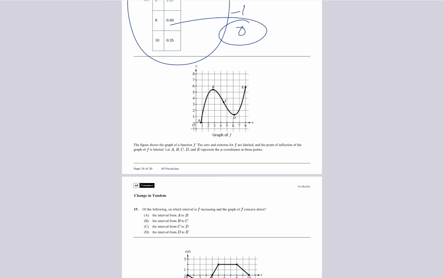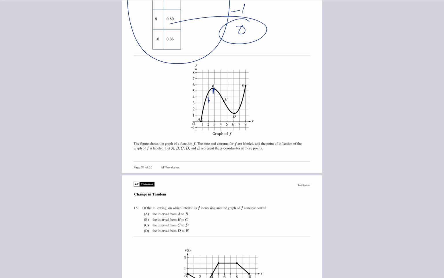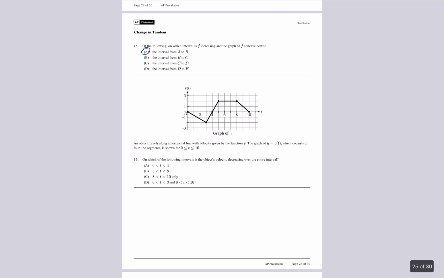From A to B, it is increasing and concave down, that's correct. What about B to C? It's decreasing, so that is out. C to D, increasing concave up, not the case. D to E, increasing concave up, which is also not the case. And we want increasing concave down, which is the case with option A. Okay, moving on to the next one.